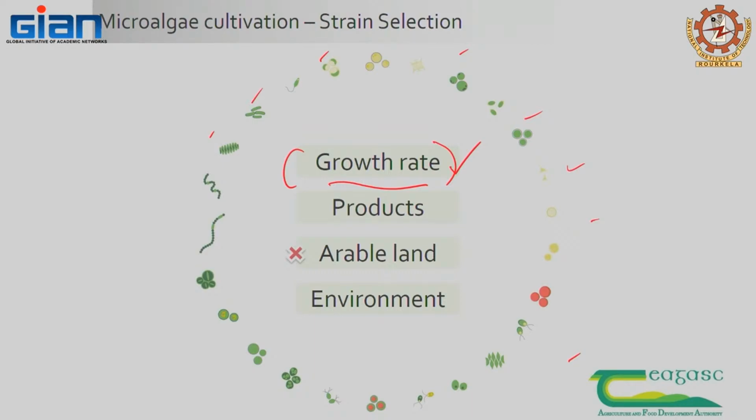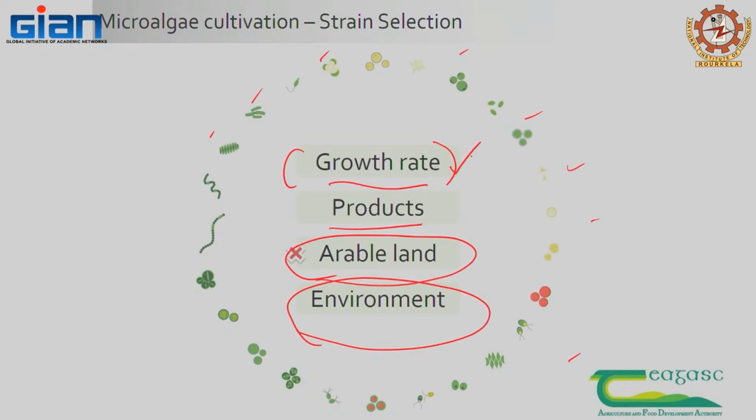That is one. Second is the product. What type of product do you want? You want a protein focus, lipid focus or certain bioactive focus. Obviously, it does not need land for cultivation. You can do it in tubes, in circulating tubes, and you need a conducive environment. The same conditions required for growth of microorganisms are required for growth of duckweed.